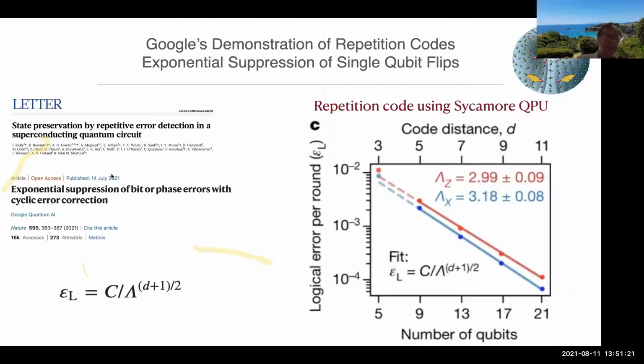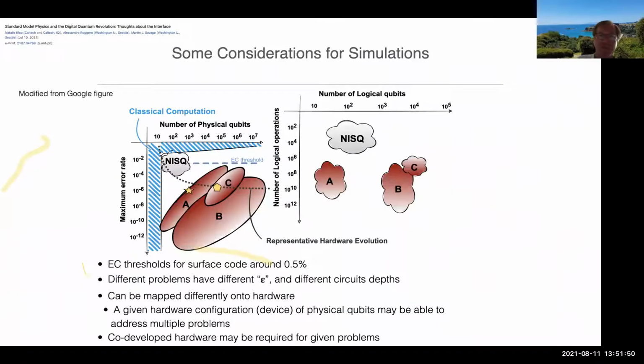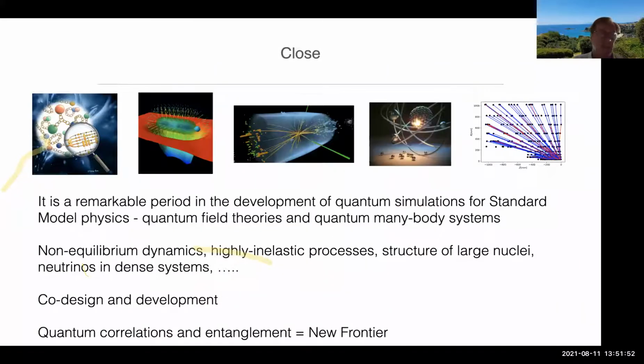So that was from earlier this year. And then also a result from Honeywell on establishing the building blocks for implementations of a simple color code equivalent to the 7-1-3 Steane code. So it looks like we should really be thinking now about using logical qubits and error correction as something that may be practical in the near future. And that's different from a couple of years ago. Okay, so let me close. I'm over time.